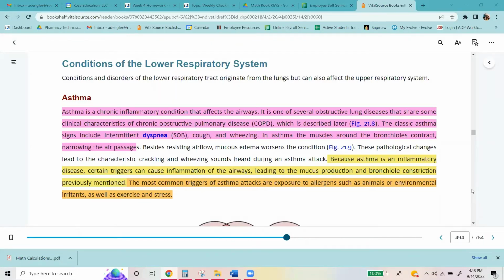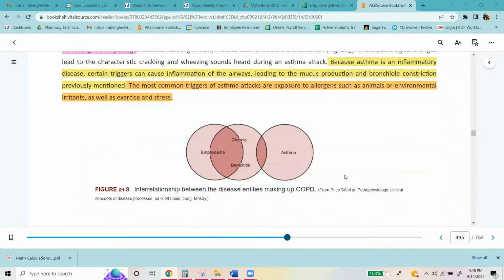Asthma is a chronic inflammatory condition that affects the airways. It is one of several obstructive lung diseases that share some clinical characteristics of COPD. The classic asthma signs include intermittent dyspnea, which is shortness of breath, cough, and wheezing. In asthma, the muscles around the bronchioles contract, narrowing the air passages.